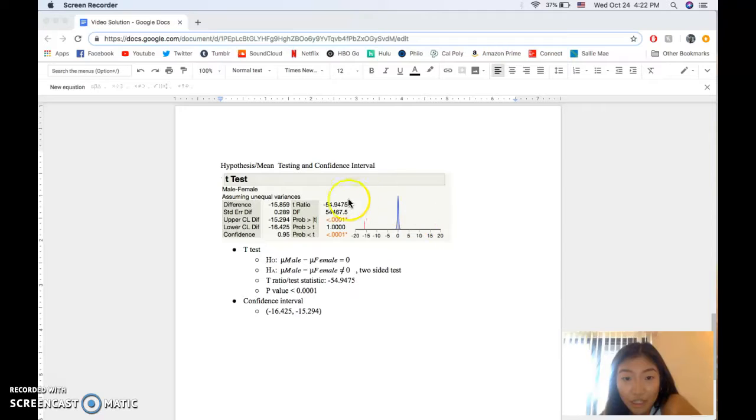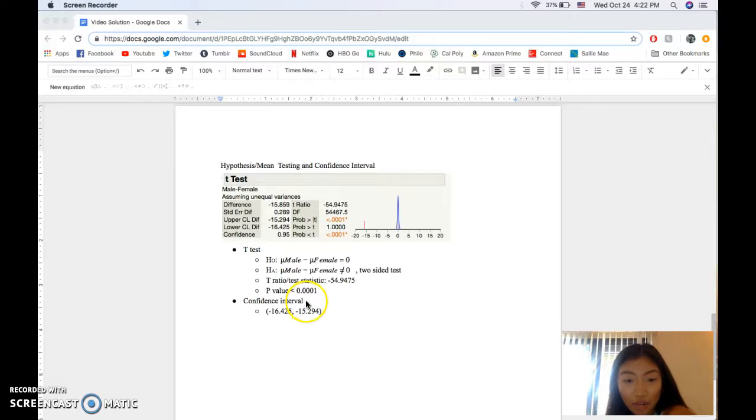So our t ratio, or our test statistic, is negative 54.9475, and our p-value is less than 0.0001. And to reverse this test statistic, you would multiply this by -1. This tells us that we can reject the null and conclude that the average time a male spent grooming is different than the average time a female spent grooming.